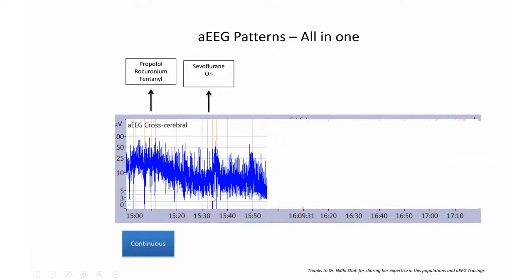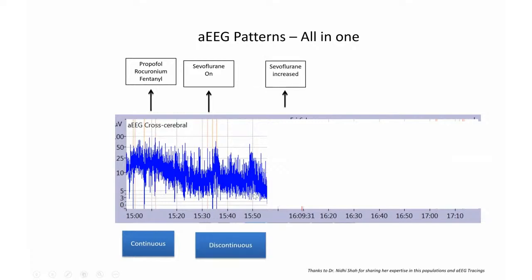And we were talking earlier about the different montages, and this is the cross cerebral. So this is that P3, P4 view, so we're able to see more brain matter. So we're drifting down, becoming more of a discontinuous tracing.